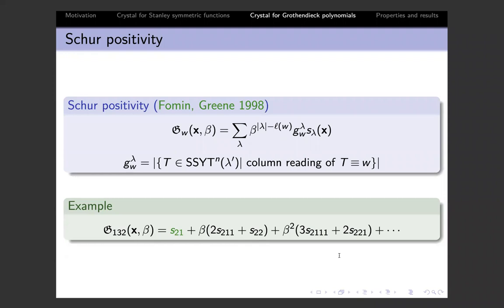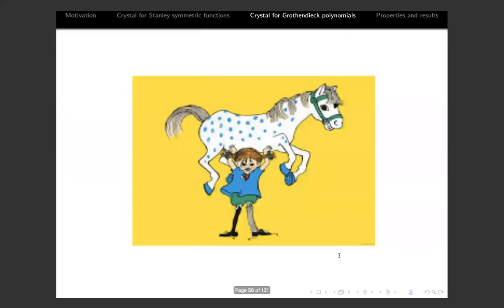So what we want to do now is find again a crystal theoretic interpretation for these numbers. Okay, so now we have to do the heavy lifting. We have to actually define the crystal.